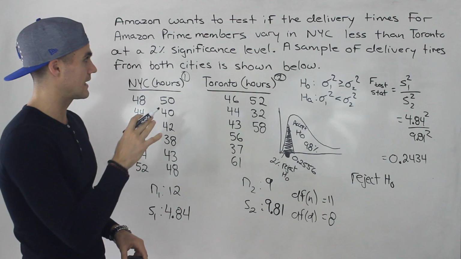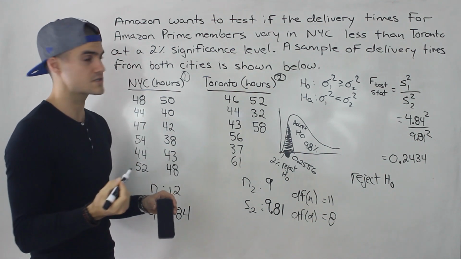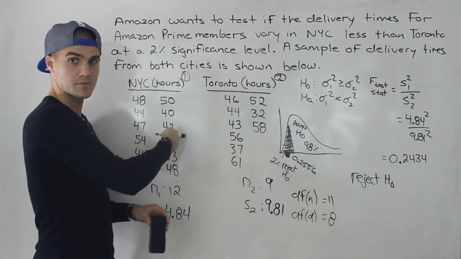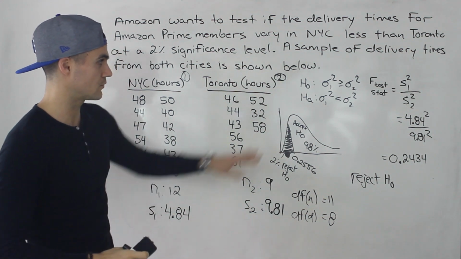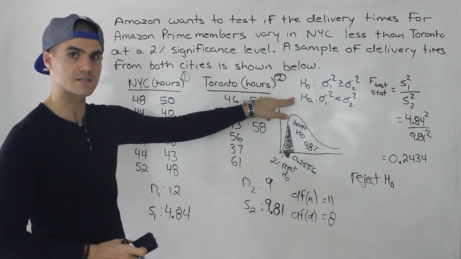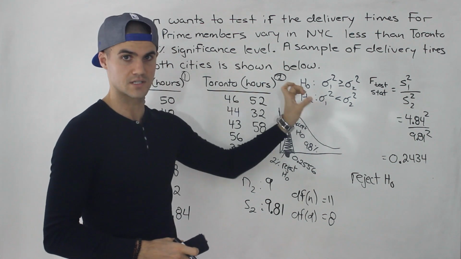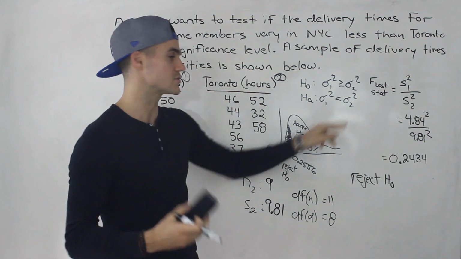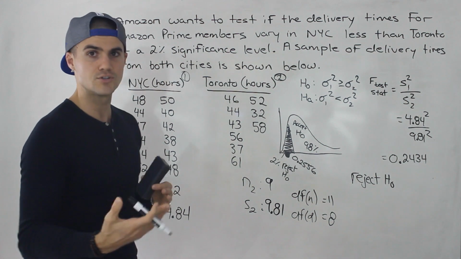And what that means in this context is that there is evidence pointing towards the delivery times for New York City varying less than Toronto, right? So we are rejecting this null hypothesis. There's evidence pointing towards the alternative hypothesis, where the population variance of the delivery times for NYC is less than the population variance for the delivery times in Toronto, right? So that's how you do it manually.